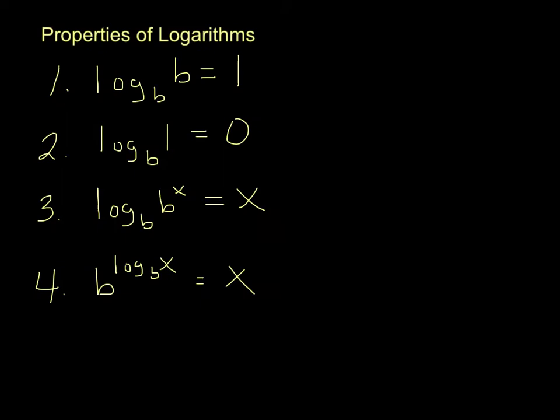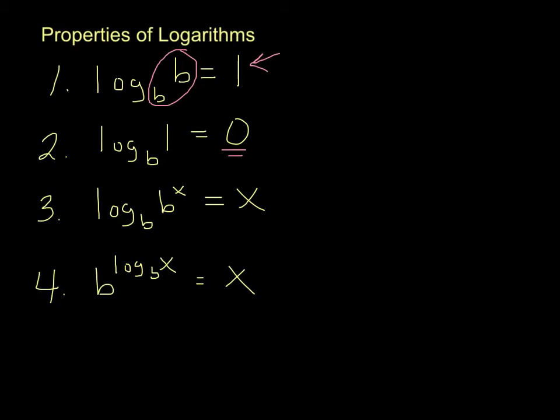Okay? But first, here are some basic properties of logarithms. If I have the log base b of b, when these two things right here are identical, when they are the same thing, that logarithm is always going to be equal to 1, because b to the first power would leave me with b. The log of 1, no matter what the base is, the log of 1 is always going to be 0, okay? Because anything to the 0 power is 1.